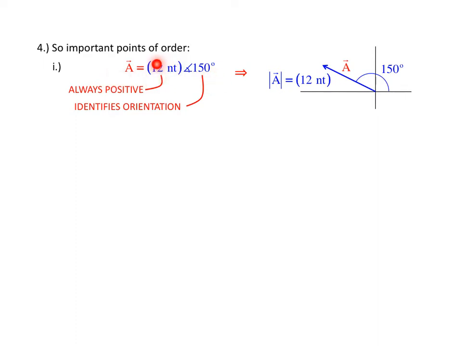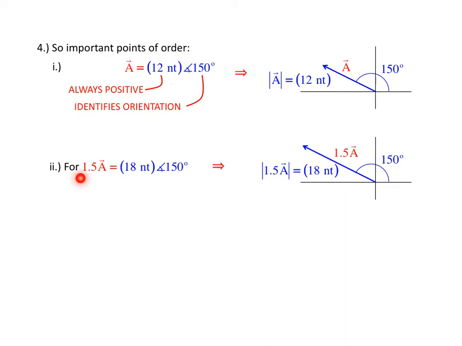You're going to write the magnitude, an angle sign, and then the angle relative to the x-axis. Magnitude, always positive. You're never going to have a negative sign out in front here. Okay? Orientation, as I said, always relative to the x-axis.